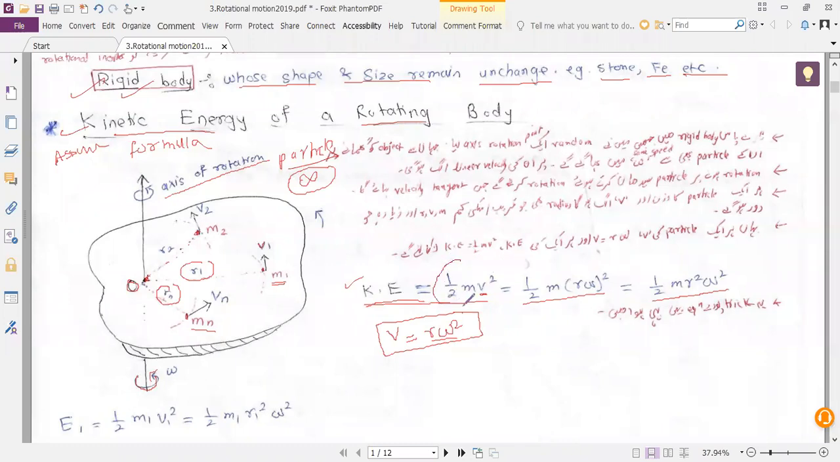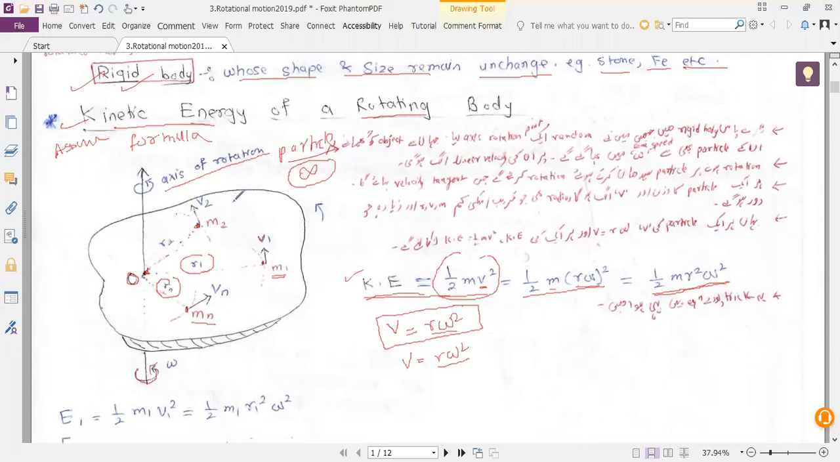Correct? Now, sir, according to circular motion, we have the velocity formula. What are we getting in the velocity formula? v = r omega. I hope you remember this velocity formula. So replace this v by r omega. What are we getting? 1 upon 2 m r square omega square. So we get the kinetic energy equation based on rotational motion: half m r square omega square. Understood this part?